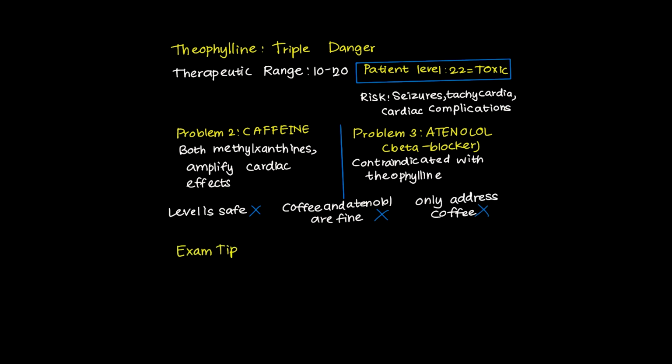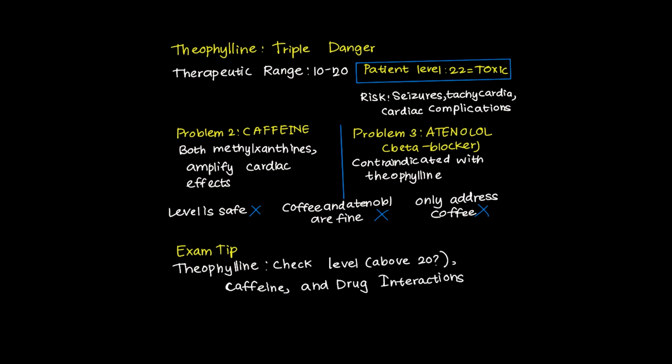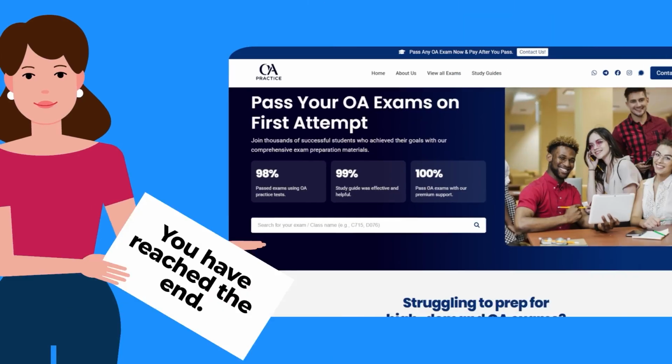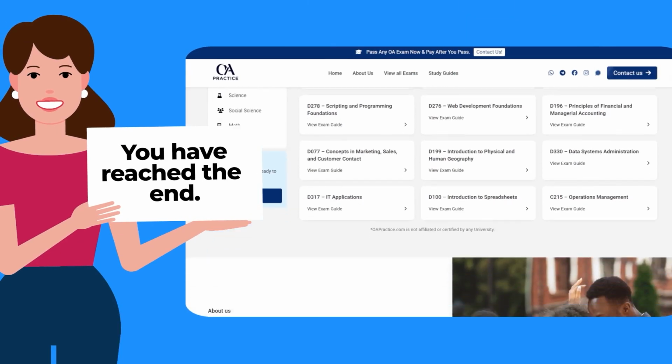Here is a WGU D441 OA exam tip for you. Theophylline questions test 3 things. Is the level above 20? Is the patient drinking caffeine? Are there contraindicated medications? Check all 3. Quick recall hook: Theo has 3 enemies: toxic levels, caffeine, and beta blockers. Watch for all 3. You have reached the end of our first question set.